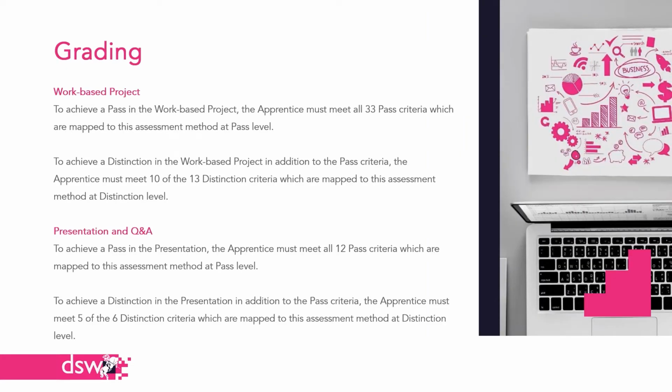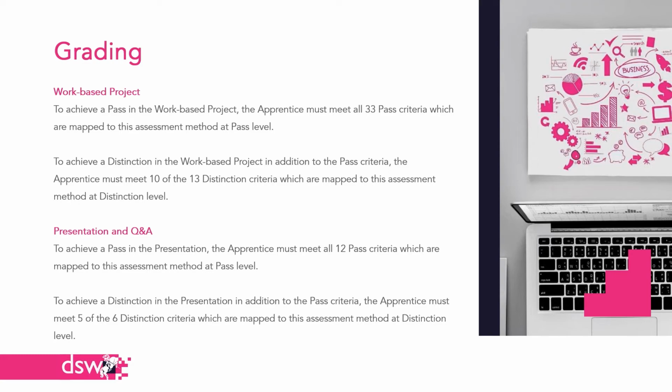Grading. There are 3 graded assessment methods and each assessment method is graded either a distinction, pass or fail as follows. To pass the work-based project, the apprentice must meet all 33 pass criteria which are mapped to this assessment method at pass level. To achieve distinction in the work-based project, in addition to the pass criteria, the apprentice must meet 10 of the 13 distinction criteria.